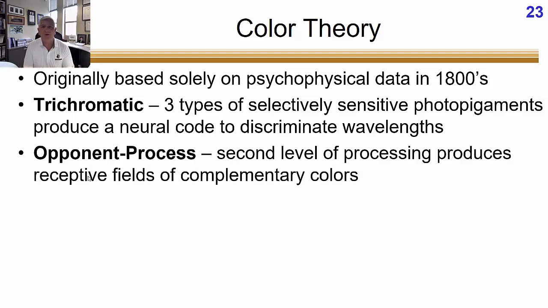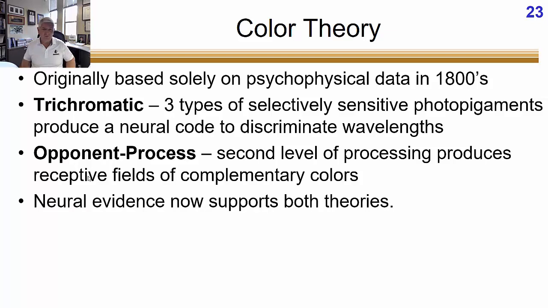The other one is opponent process. They also observed that, hey, if you mix blue and yellow light together, it cancels out, this hue cancellation. And so they came up with this idea that there are opponents of color, red versus green, blue versus yellow. And that also turned out to be true. So both of these theories turn out to be true. We have neural evidence to support both of these.